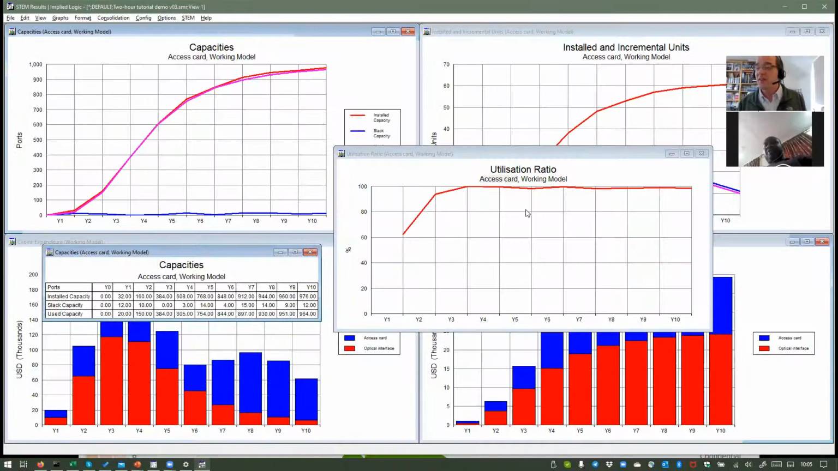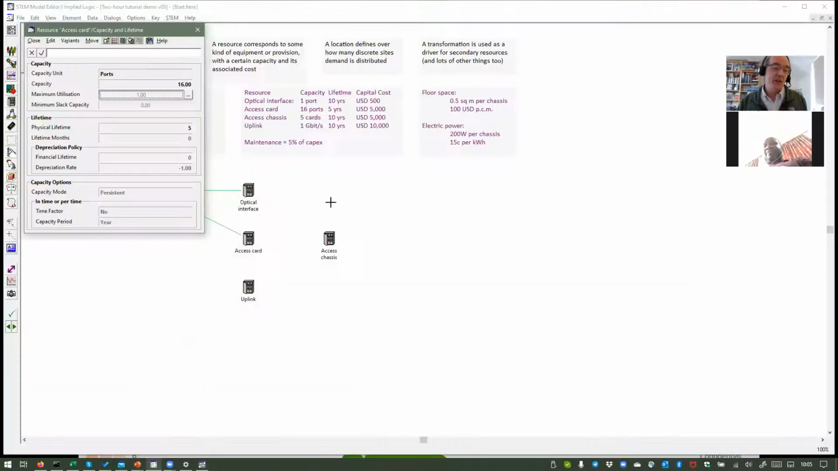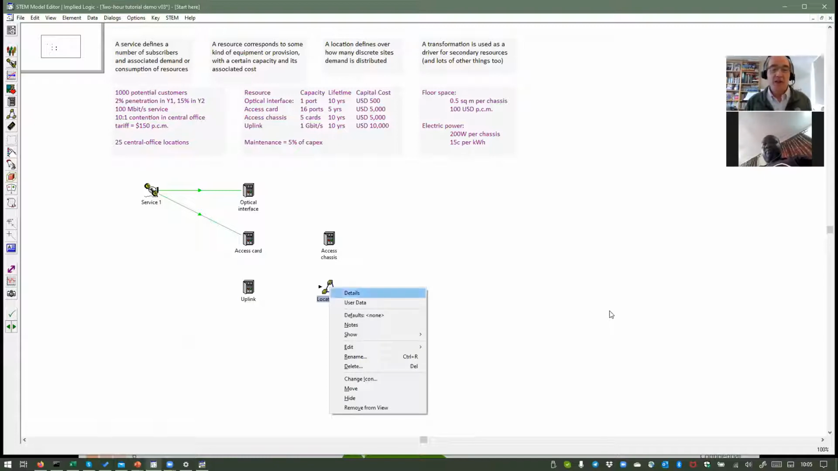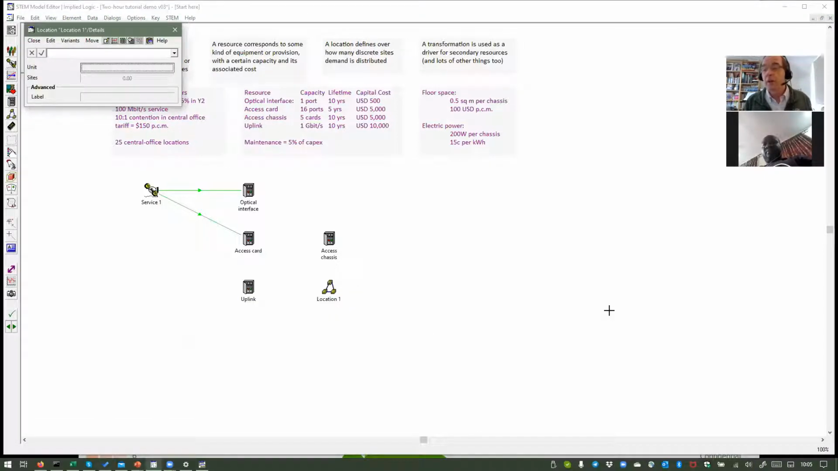So before we do anything else, we need to go back to STEM and we need to do the third type of element, which is the location. And this is this one, and I'm going to drop it down here. I'm not even going to bother naming it because it doesn't really matter. The crucial thing is that there are 25 discrete sites. So I'll say the unit is sites, doesn't really matter.